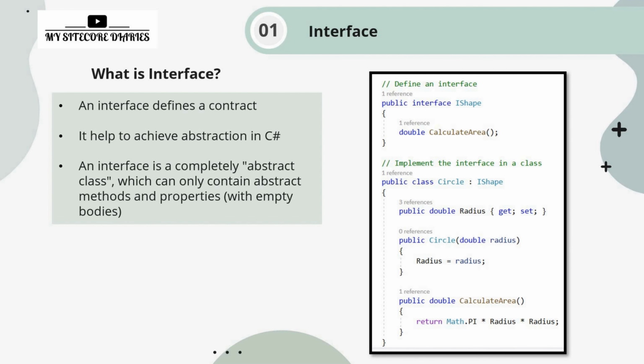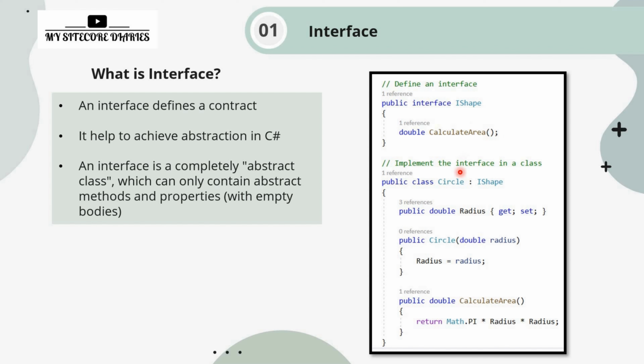So the example is like this. If you see here, this is the interface, public interface IShape. So you will define interface as a keyword, and IShape is its name. And you see here, this is the abstract method, double CalculateArea. It's an empty method. There is no logic at all. So this is called an interface.